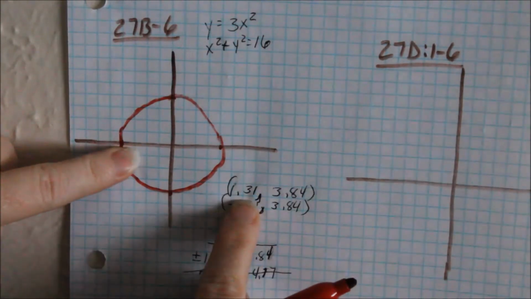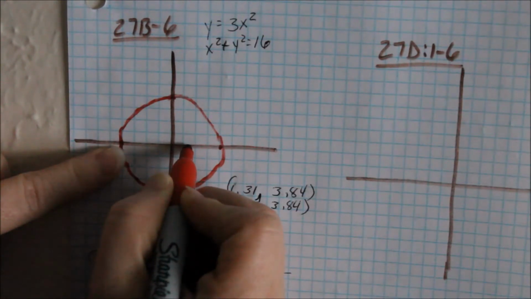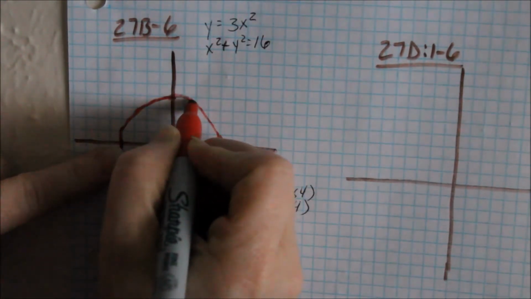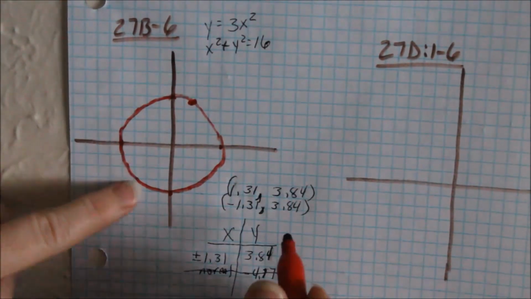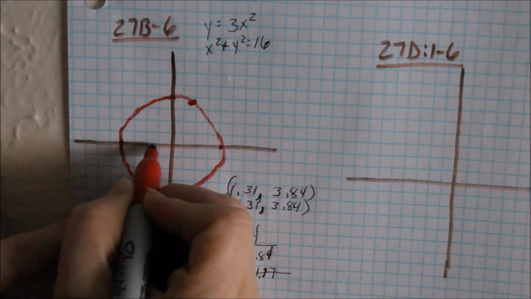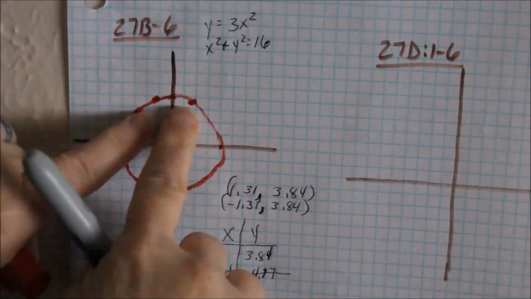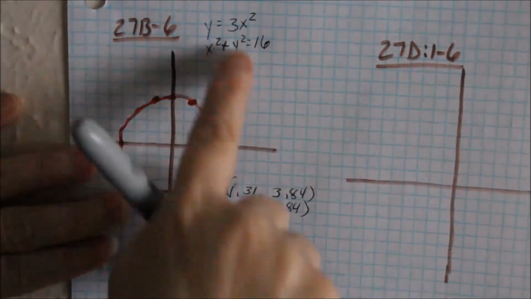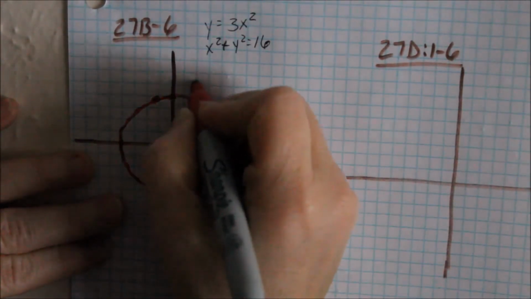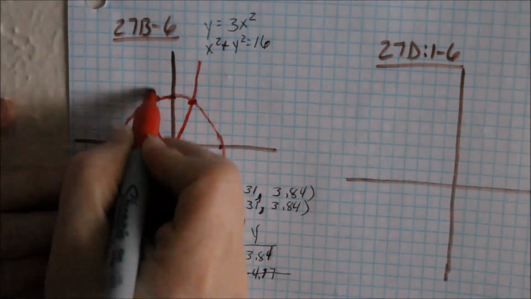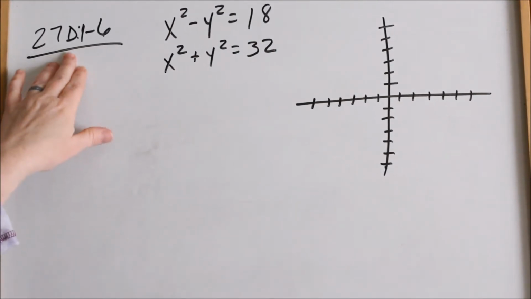So, graphing this coordinate of 1.31, 1.3 is just an estimate, and then up 3.84, 1, 2, 3. Remember, the point has to be on the circle because that's where the parabola and the circle intersect. Then at a negative 1.31 and then up at a positive 3.84. Then my parabola should intersect the circle at these points. So this parabola starts at the origin and it faces up. So I'll draw my parabola to where it goes through those points because that's where the parabola is going to intersect the circle.